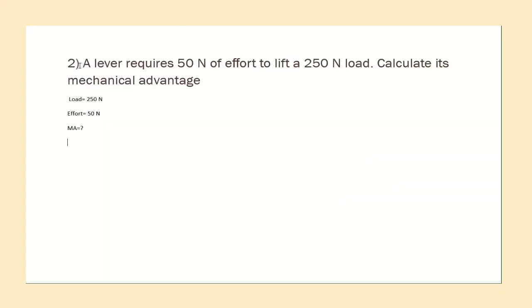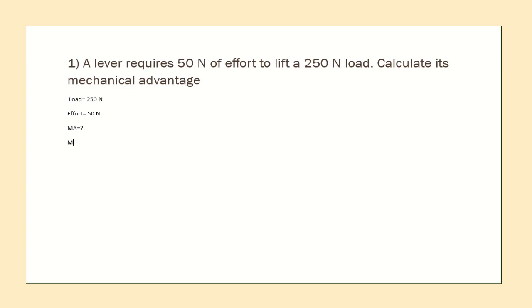Okay, question 1. A lever requires 50 newtons of effort to lift a 250 newton load. Calculate its mechanical advantage. So in any question, before you do it, you get to know what has been given to you and what you're looking for. We are looking for mechanical advantage, and we have been given effort, which is 50 newtons, and load, which is 250 newtons.